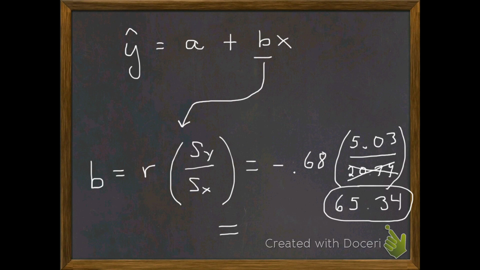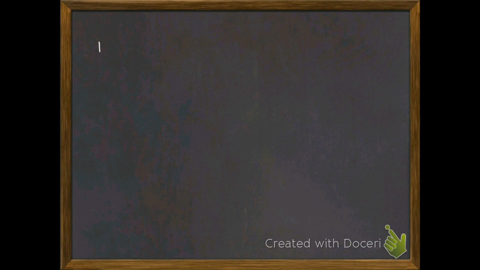So negative 0.68 times 5.03 divided by 65.34, and we get negative 0.052. Alright, so verify that on your calculator. Make sure that you get that, okay? So what we know now is that our B value is negative 0.052, okay?